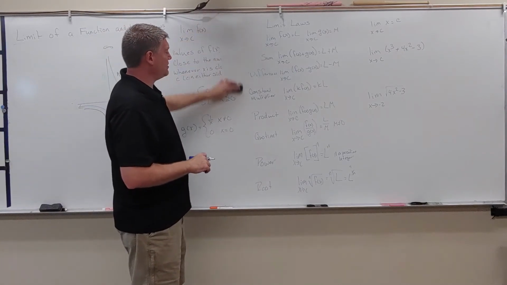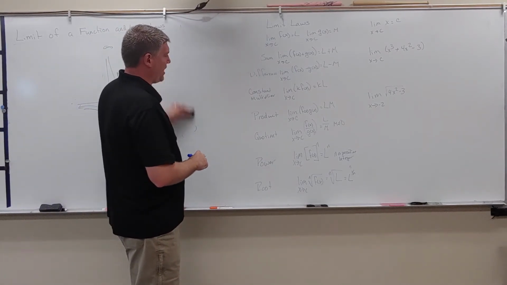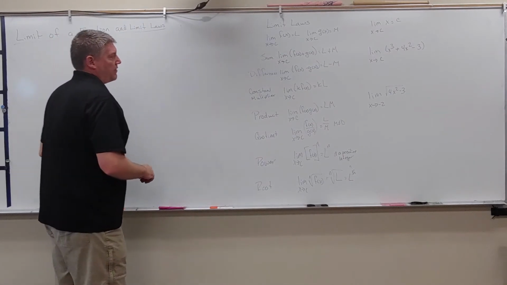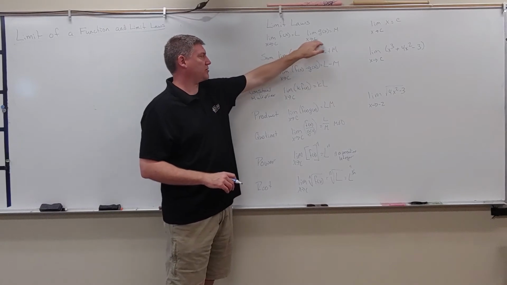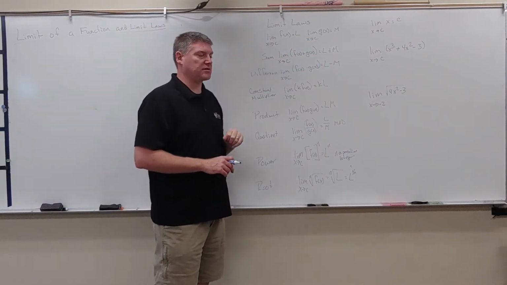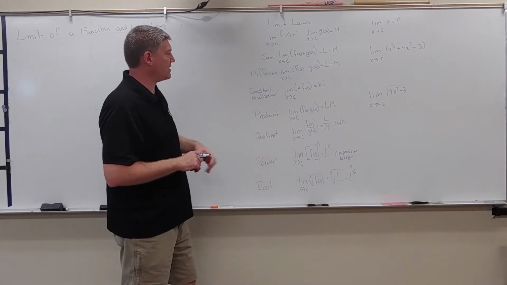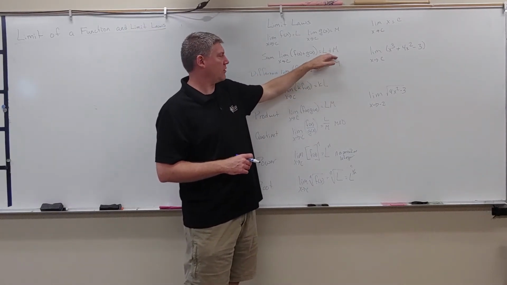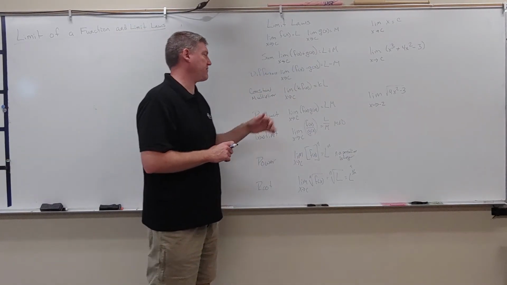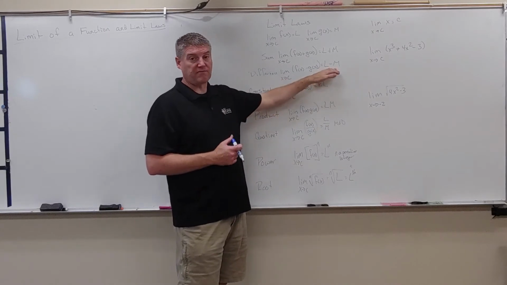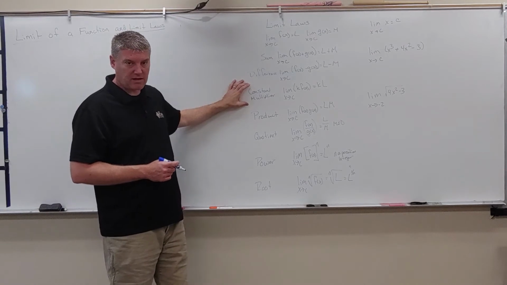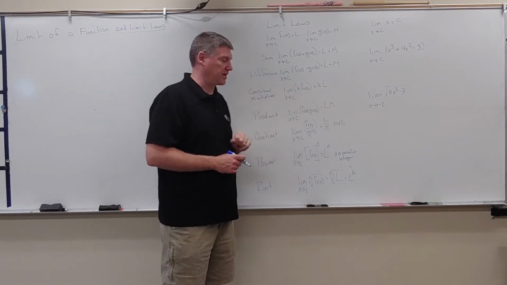So limit laws: if the limit as x approaches c of f of x equals L, and the limit of g of x as x approaches c is equal to n. So we have the sum. The limit as x approaches c of f of x plus g of x is going to be the sum of the limits, so L plus n. The difference, the limit of f of x minus g of x as x goes to c, is the difference of the limits, so L minus n. If I multiply by a constant, I'm going to multiply the limit by a constant.